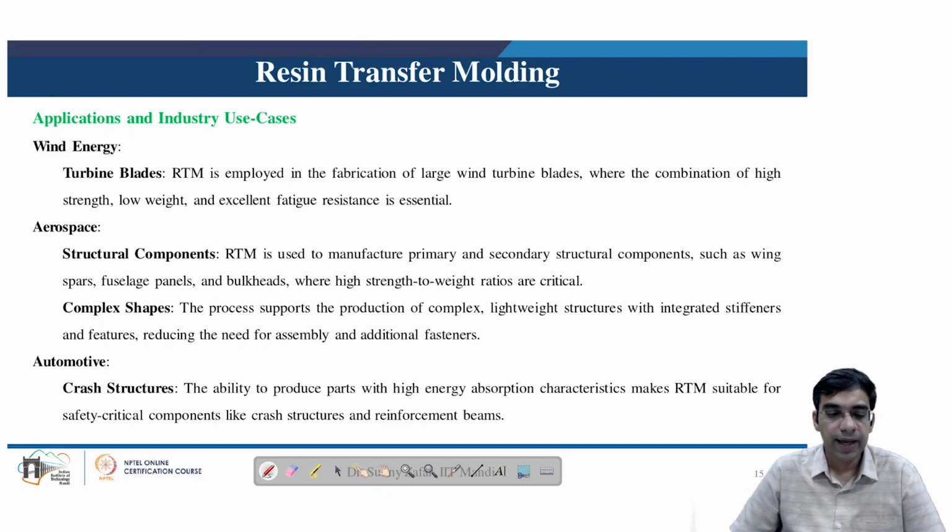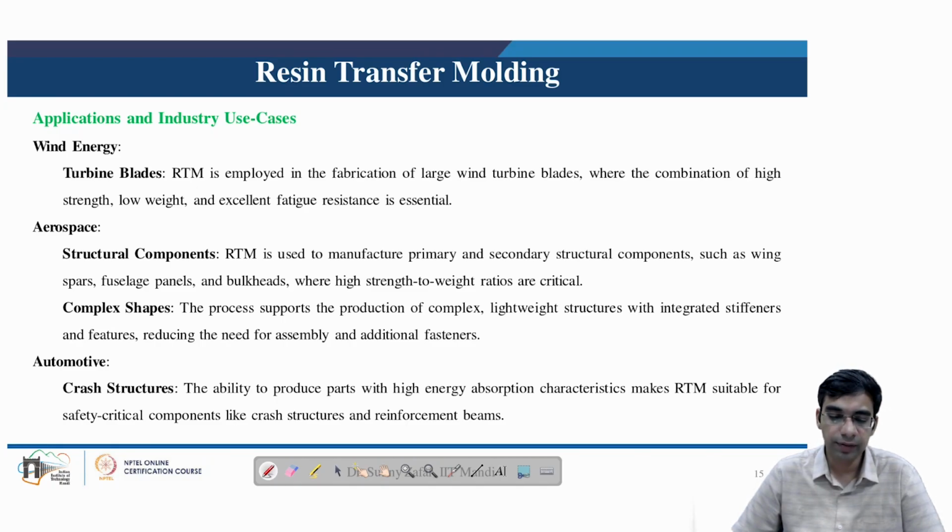So if you look at some applications and industry use cases, for wind energy, turbine blade manufacturing, resin transfer molding is employed because large-scale wind turbine blades are manufactured using this process where a combination of high strength, low weight and excellent fatigue resistance is essential. For aerospace components, structural parts are made using resin transfer molding such as wing spars, fuselage panels, bulkheads where high strength to weight ratio is critical.